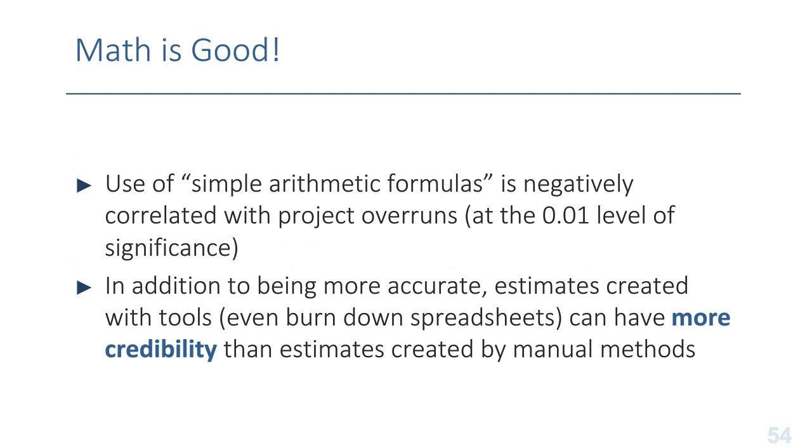The bottom line here is, while judgment can be good if we have the right kind of judgment, math is good too. And research has found that the use of even simple arithmetic formulas is negatively correlated with project overruns at a statistically significant level. And what this means is that by simple arithmetic formulas, it means addition, subtraction, multiplication, division, and that's about it.